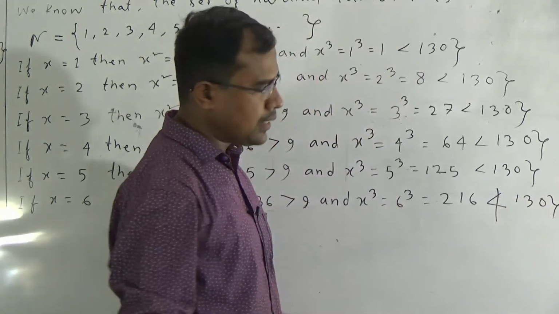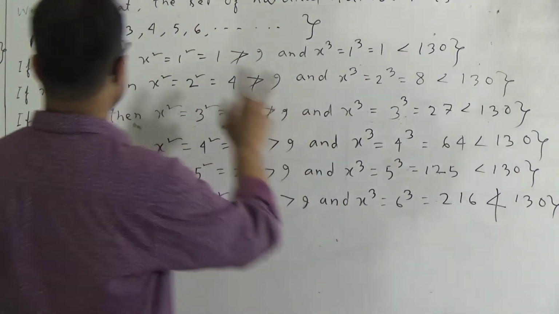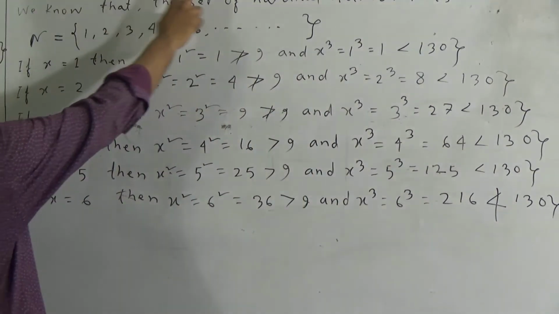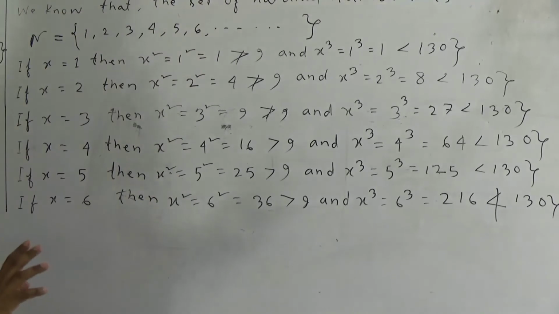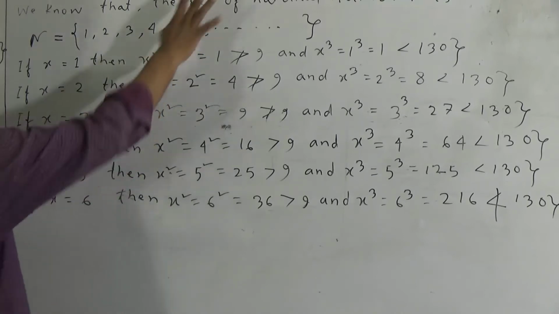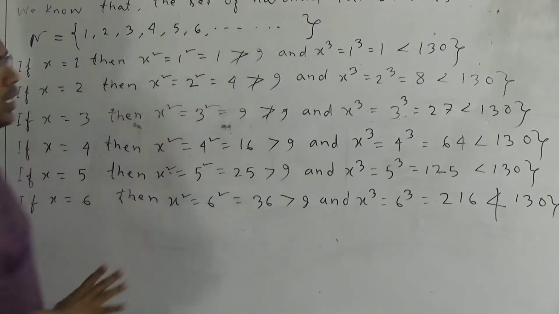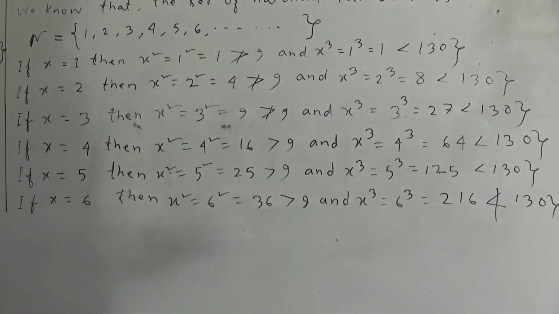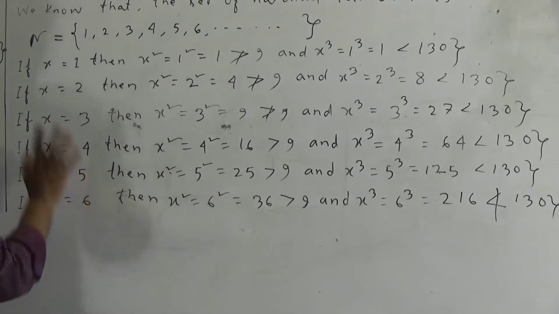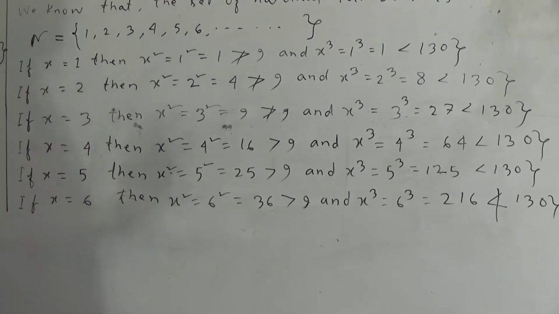That means x equal to 6 follows this condition, but it doesn't follow this condition. If we take x equal to 7, 8, 9, 10 and other elements of this set, they will not follow this condition, because the cube of these numbers will be greater than 130. That means we can say that only 4 and 5 will be the elements of this set.